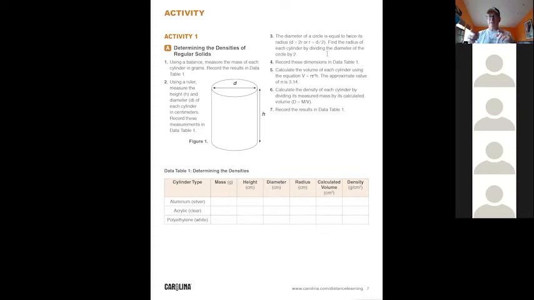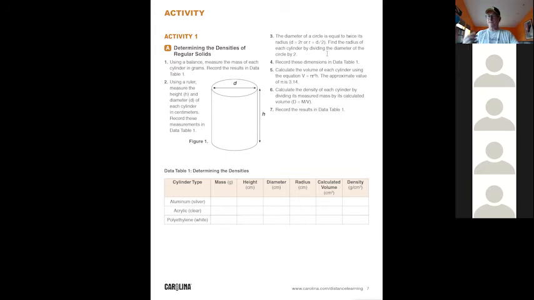All right. So I figured I'd just go through the first part of measuring our cylinders here. We have 3 different ones. This one's polyethylene, which is just a typical soft plastic. This one is acrylic, your typical hard plastic. This one's clear and harder. And then we have a cylinder of aluminum.